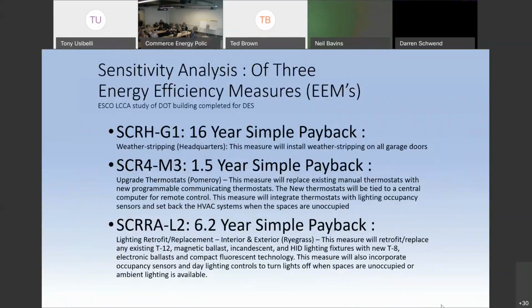So when we're looking at these metrics within life cycle cost analysis, there are a few variables that are very impactful. And so we do things like sensitivity analysis to try to evaluate which of these variables are shifting the knob. I've done a sensitivity analysis of these three different energy efficiency measures, one with a 16-year, a 6-year, and a 1.5-year simple payback: things like weather stripping, lighting changes, and just a smart thermostat, which can be a very energy efficient measure with a short payback.